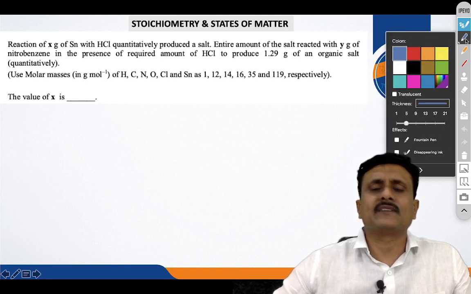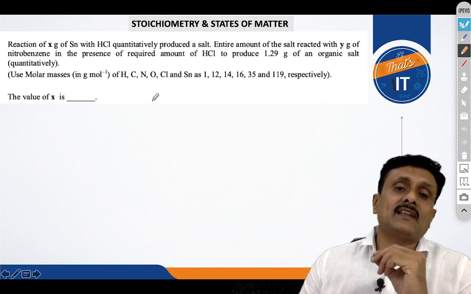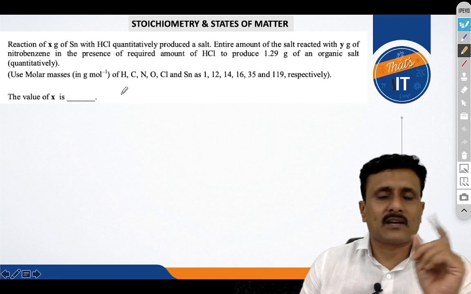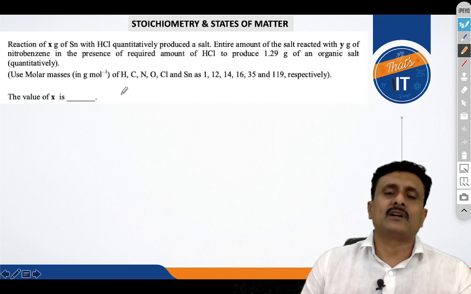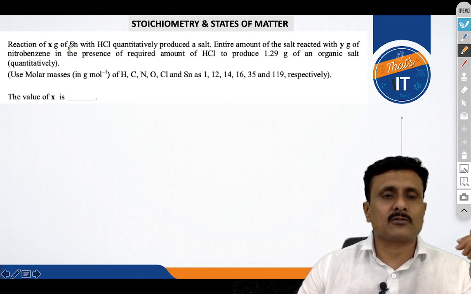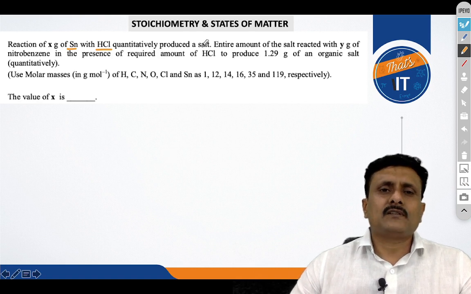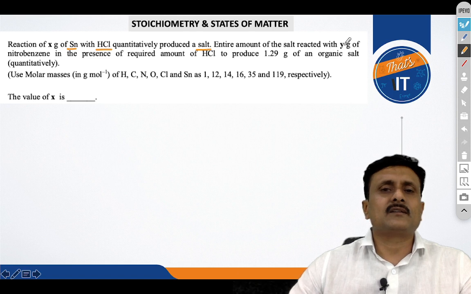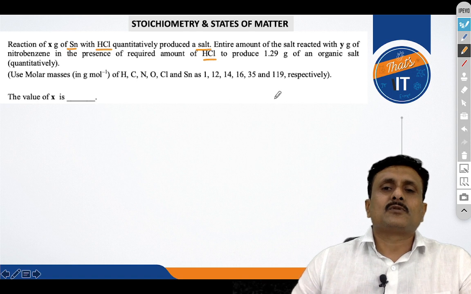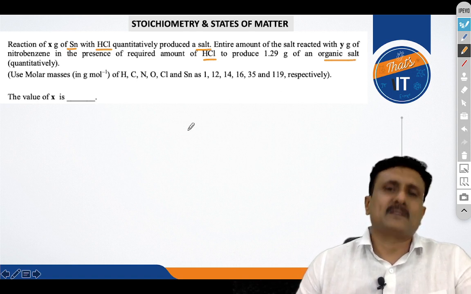It's not very difficult as well, but to solve a question on mole concept, one must have the balanced chemical equation. You see, if you don't have the balanced chemical equation with you, better you go ahead with the equivalent concept. Now, when you look at the question, probably you will understand how to solve it. You can see tin has reacted with HCl to produce a salt, isn't it? And the entire amount of the salt had reacted with Y gram of nitrobenzene in presence of HCl to produce an organic salt as well. So you have to find the value of x.